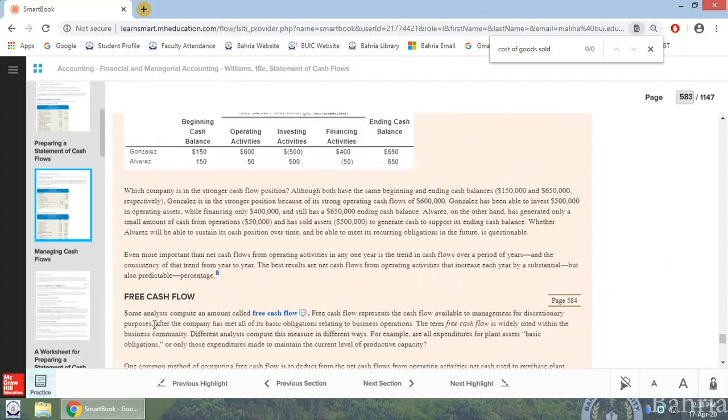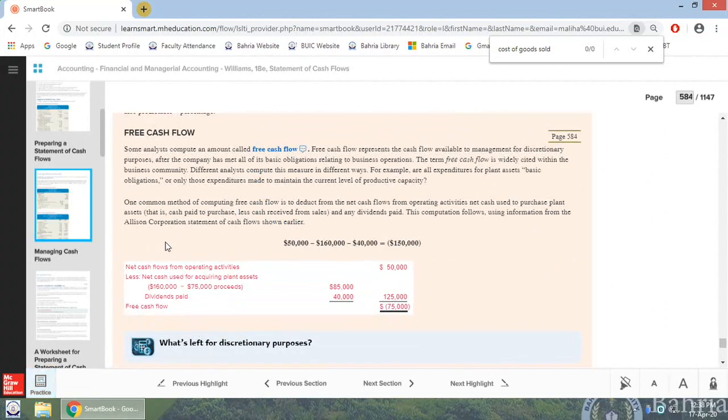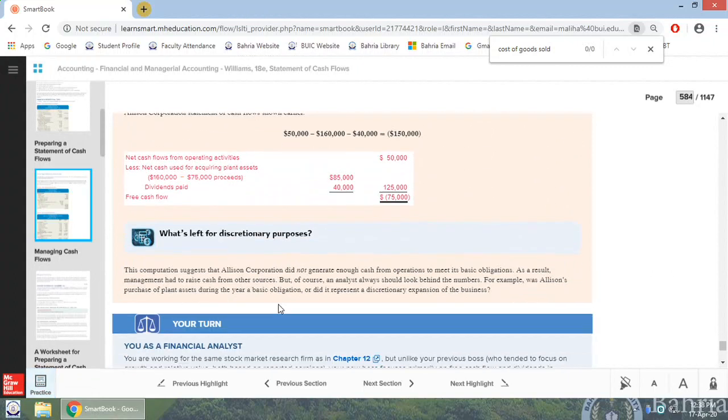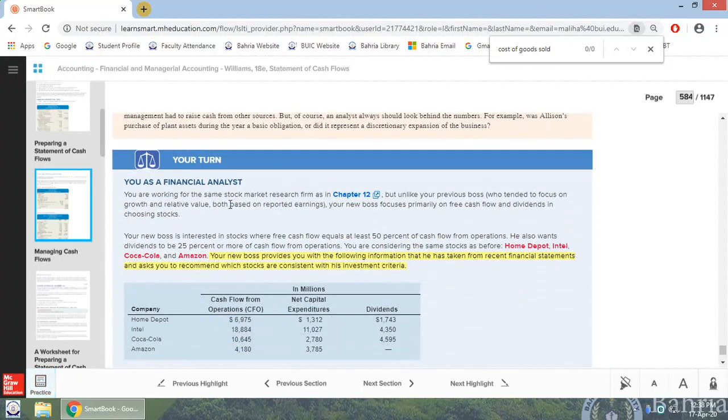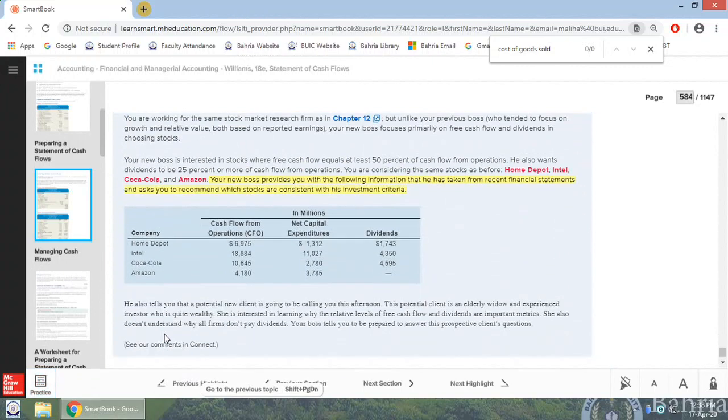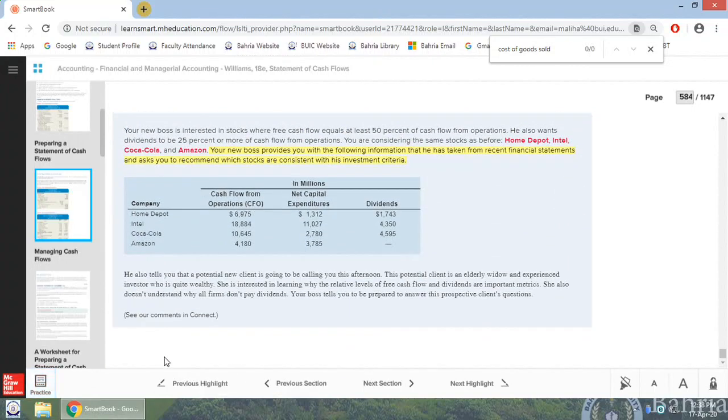So there is some aspect of free cash flow. I want you to also see this, what free cash flow is. We're just going to be studying it and some other small portions before we start attempting the questions. And then we are going to be doing the worksheet. Let me just show you what the next lecture is like.